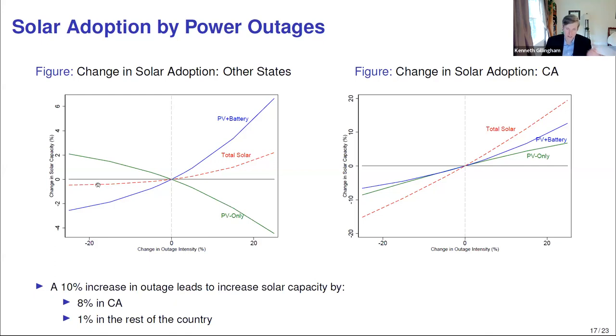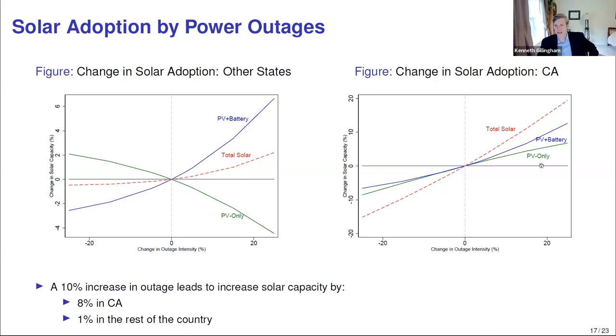So if utilities spend a lot of time attempting to do tree trimming, underground lines, et cetera, that's not going to cut the solar market very much. It has a small impact, but almost neutral. But if you do see a lot more outages, then you do see quite a large increase. And again, with climate change, this is potentially the world we're moving into, despite efforts by utilities. So that's the way to interpret other states.